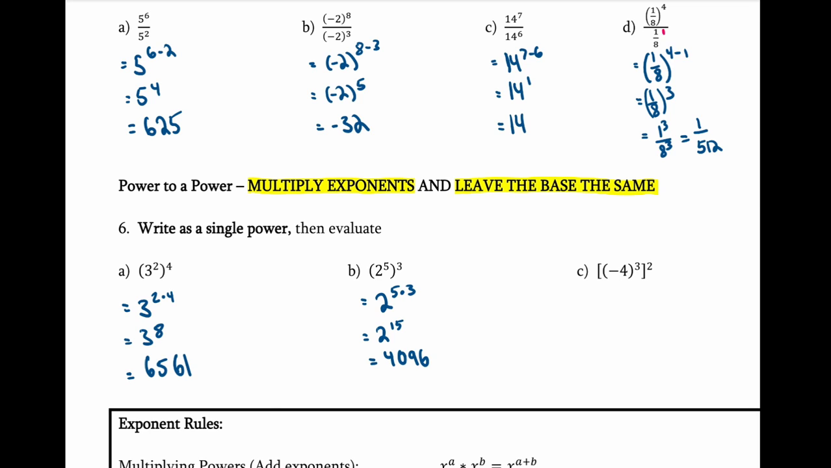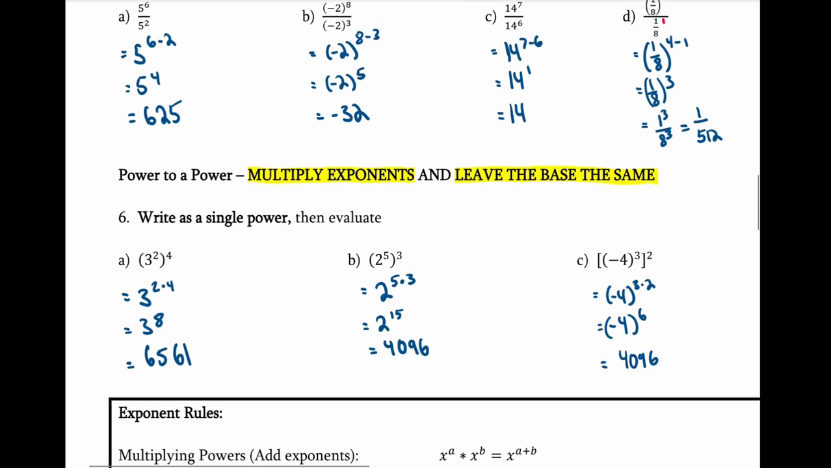C, again, is the same thing as what we've been doing. We have brackets, so we do need to include that. So negative 4 to the power of 3 to the power of 2. So if I want to simplify that as a single power, negative 4 to the power of 3 times 2, or negative 4 to the power of 6. Again, make sure we're including those brackets. And then to evaluate, just entering it on a calculator, we get 4,096 as well.